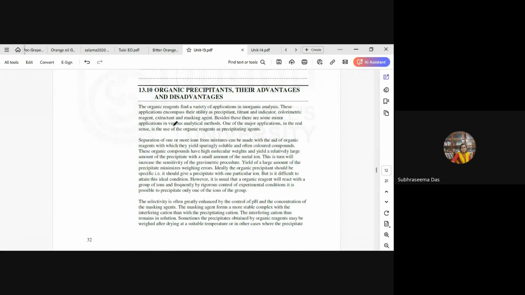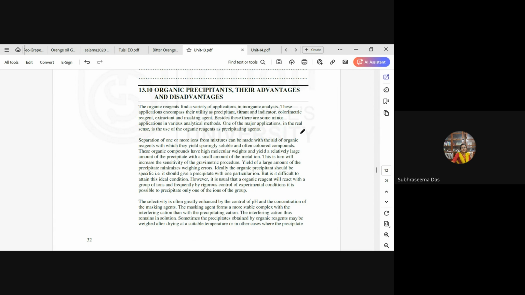Then coming to organic precipitants, their advantages and their disadvantages. In the previous section, we talked about the different types of precipitates. Here we will talk particularly about organic precipitants. The applications of organic precipitants are huge. They are used as a titrant, indicator, colorimetric reagent. So they also form some major applications in analytical methods.